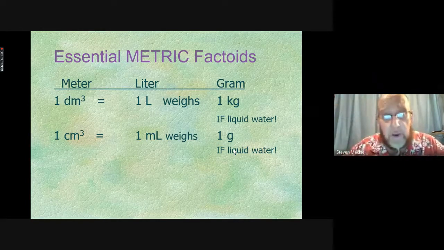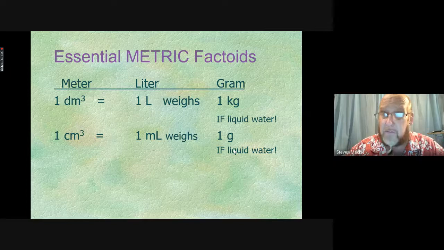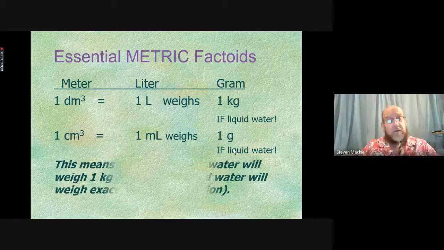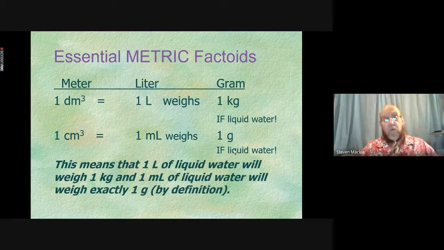Well, 1 mil weighs 1 gram. So 355 mils weighs 355 grams. The bottom line is that we can see that factoid. This means that 1 liter of liquid water will weigh 1 kilogram, and 1 milliliter of liquid water will weigh exactly 1 gram by definition.